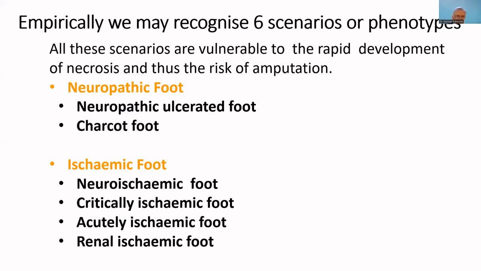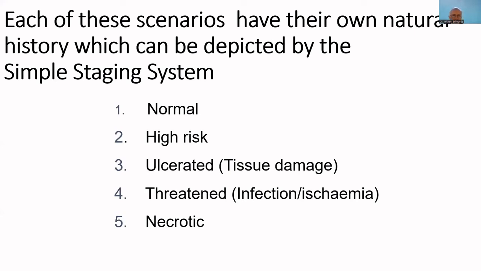Now, each of these will have their scenarios, and they will have their stages, which can be depicted by the simple staging system. And that will go from normal, high risk, to ulcerated, or where there's tissue damage, limb threatening, either due to infection or ischemia, and necrosis. So I'd like to just present this pictorially. Some of you may have seen this before, but I think it just gives us the roadmaps of how we've got to deal with this.